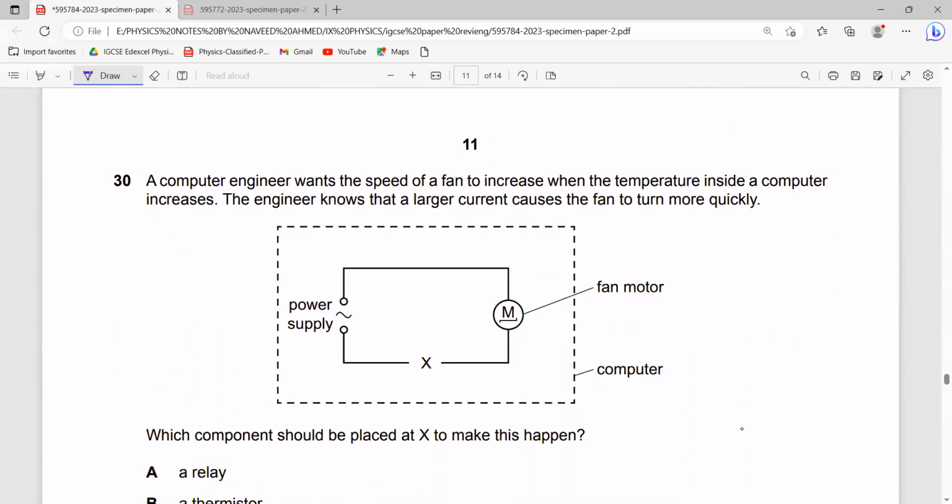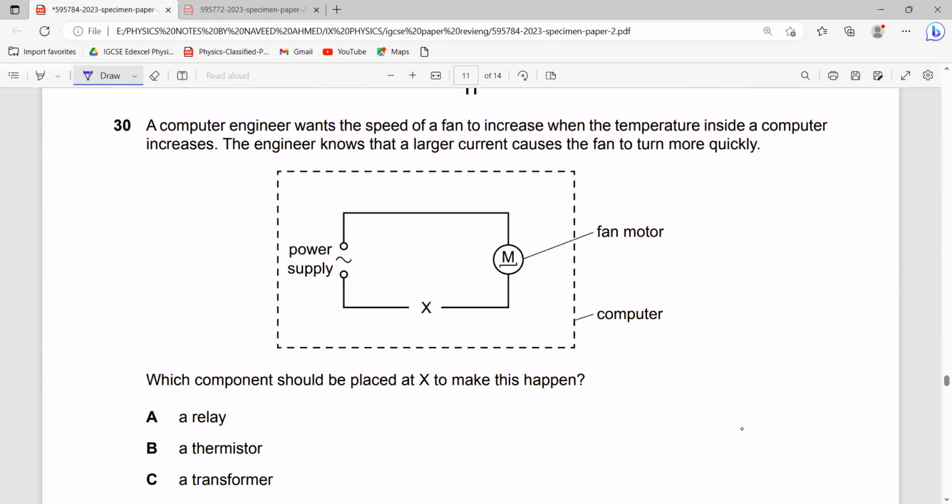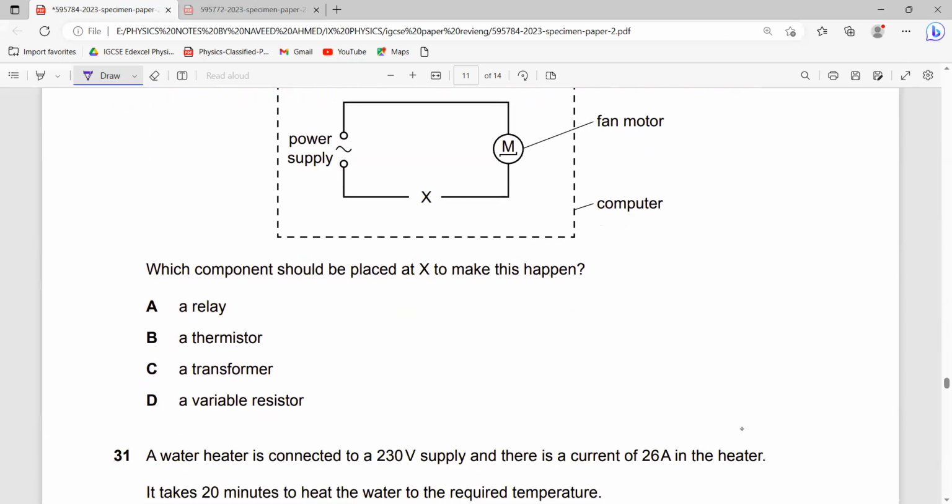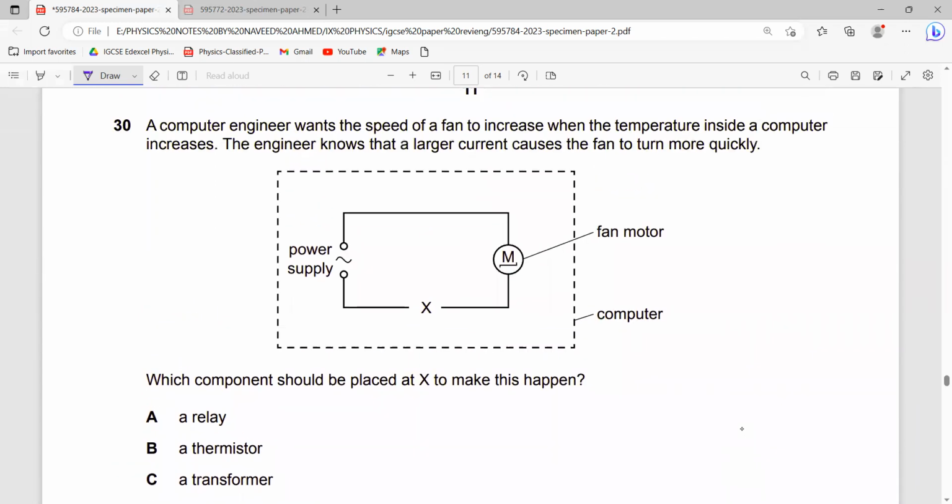In question number 30, a computer engineer wants the speed of a fan to increase when the temperature inside a computer increases. The engineer knows that a larger current causes the fan to turn more quickly. Which component should be placed at X to make this happen?